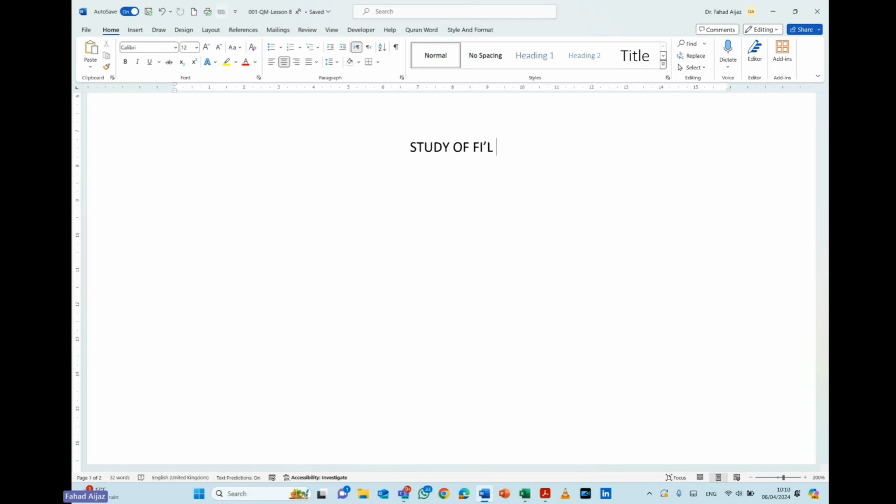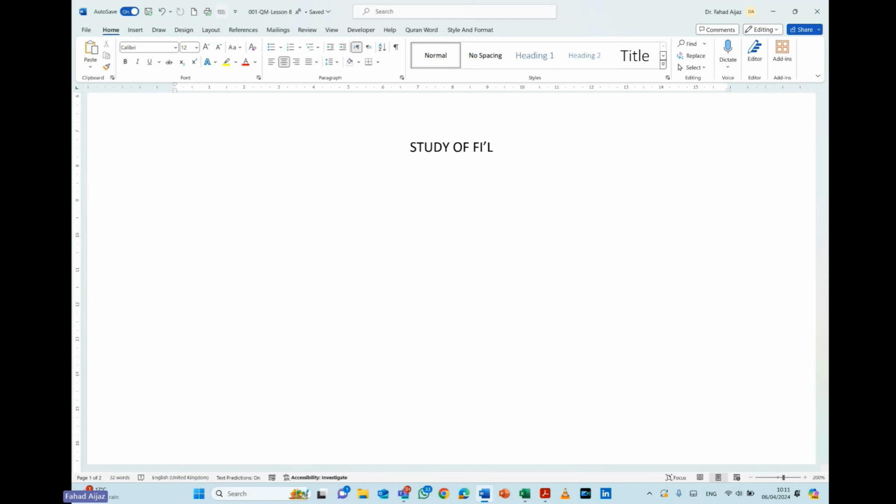We will do in this course, of course, a subset of that field of study, and this is fundamental and introductory study. Fi'l in Quranic Arabic has supreme importance. Just like verbs in English, you can't really construct much without verbs. In Arabic as well, you have to really own the fi'ls and their relationship with the isms to really understand what's going on in the Quran.